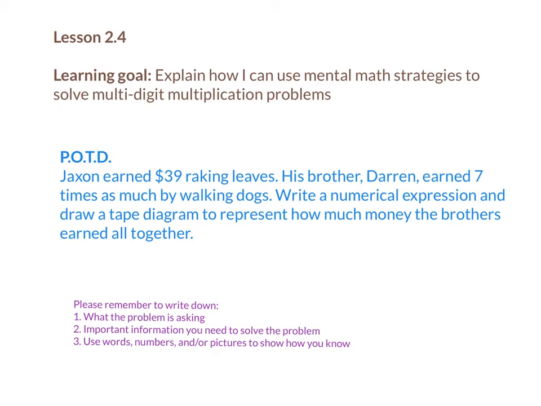Today's Tuesday, October 3rd, and we are doing Module 2, Lesson 4. Okay, moving right along. Our learning goal today is to be able to explain to somebody else, or when you go home, you need to be able to explain to mom and dad, or brother or sister, or even your dog or your cat, how you can use mental math strategies to solve multi-digit multiplication problems.